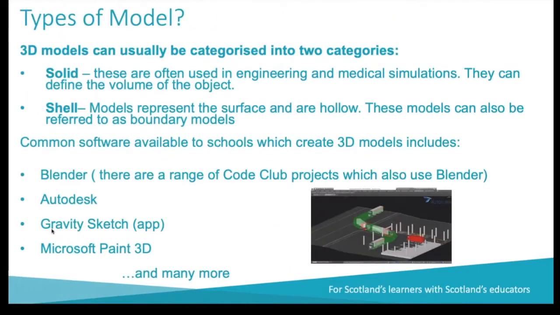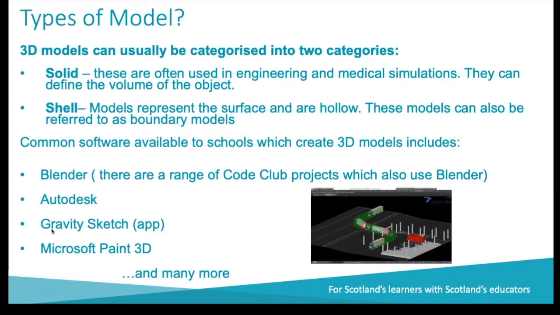So the types of model that are available. 3D models are categorized into two main areas. There's a solid and a shell. Solid 3D models are used within engineering, maybe medical simulations as you see here, and they define the volume of the object. So for example, if we were to create a model of a rock, that rock would be defined by the whole volume that it holds. So it's a solid object.